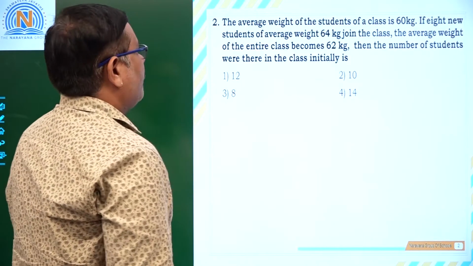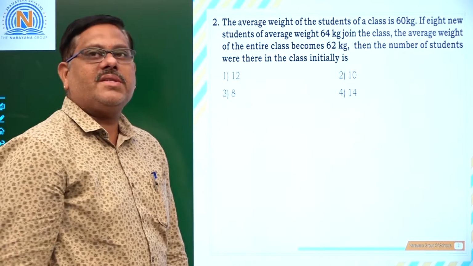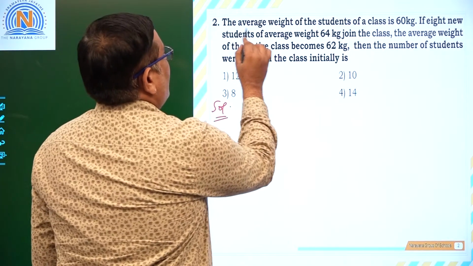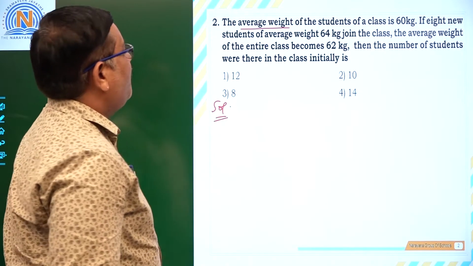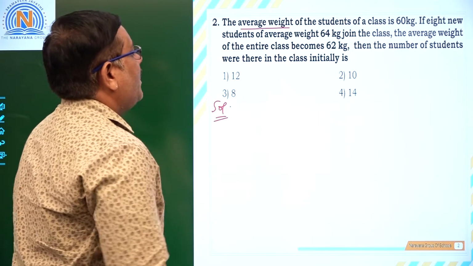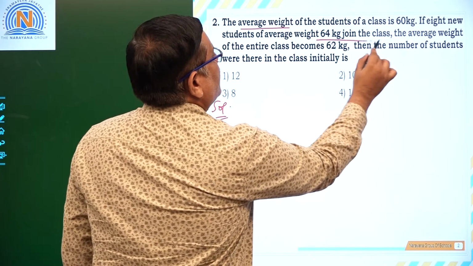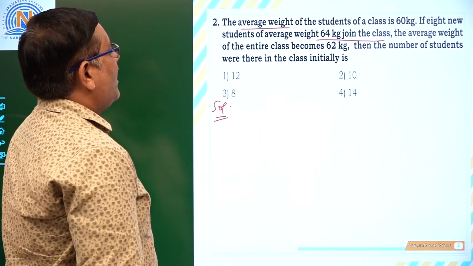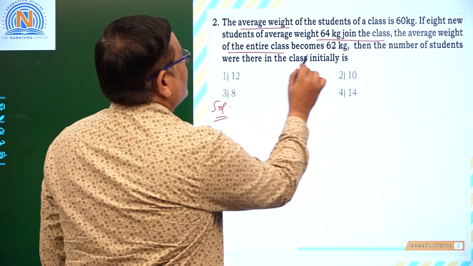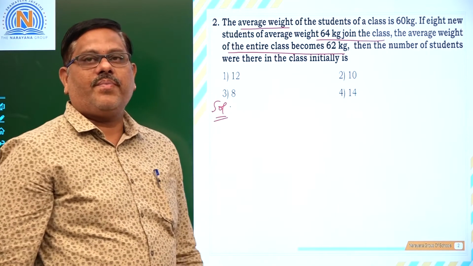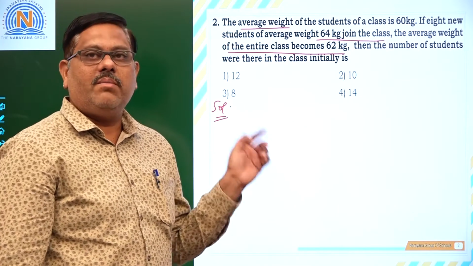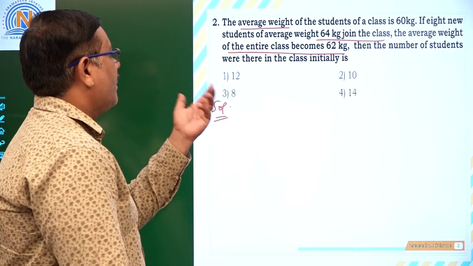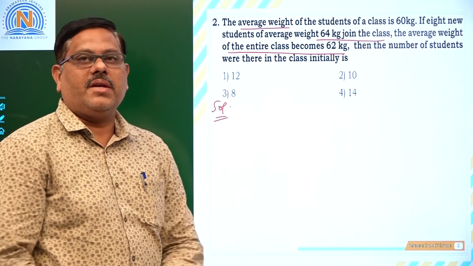The average weight of the students of a class is 60 kilograms. Average weight. Okay, this is average weight. If 8 new students of average weight of 64 kg join the class, 8 students, then the average weight of the entire class becomes 62 kg. The average weight of entire class has become 62 kg. Then the number of students, how many are there in the class initially is.